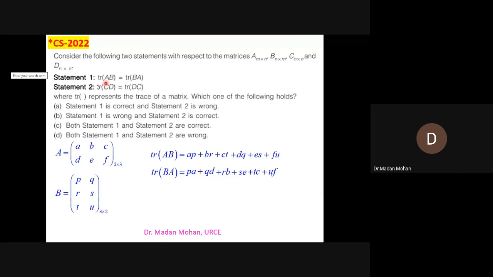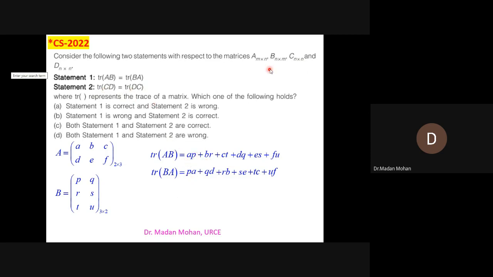What about statement 1 then? True or false? Please tell me, correct or wrong? Correct, sir. Statement 1 is correct. What about statement 2? When statement 1 is correct, statement 2 should be correct because I just replace these; the orders remain the same. The two orders also remain the same. Got the point?